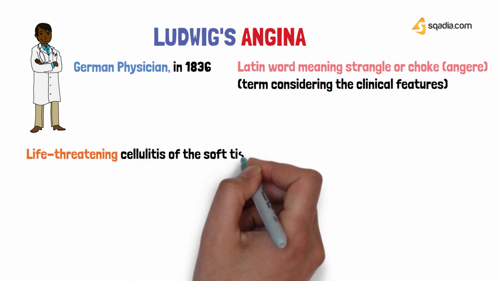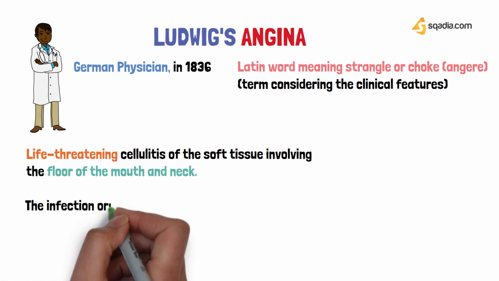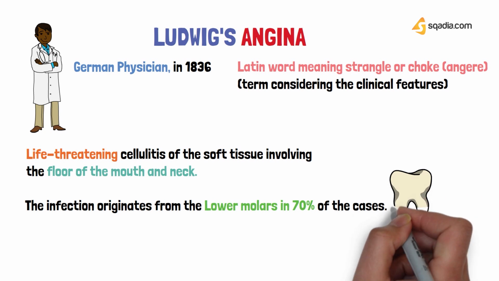So, Ludwig's angina is a life-threatening cellulitis. It involves the floor of the mouth and neck. The infection usually originates from the lower molars in 70% of the cases.